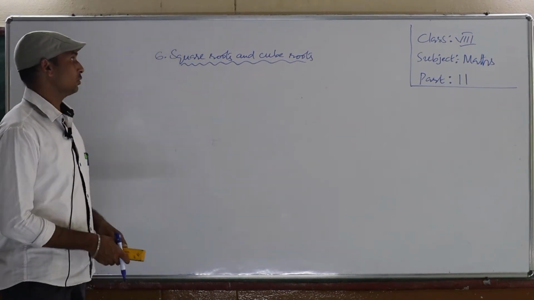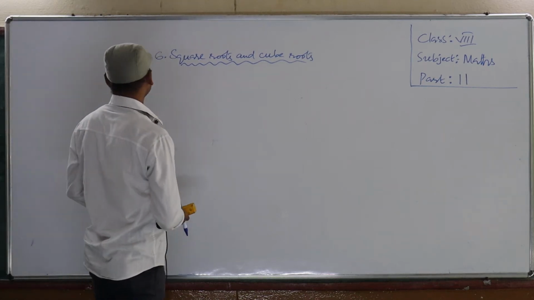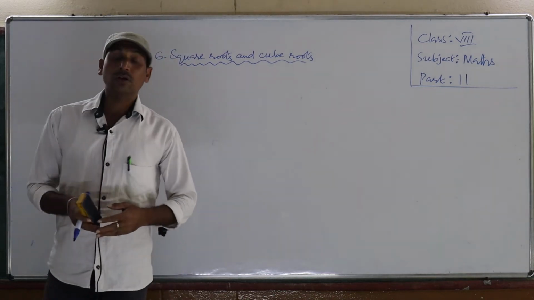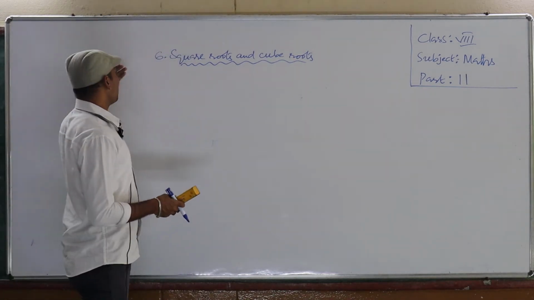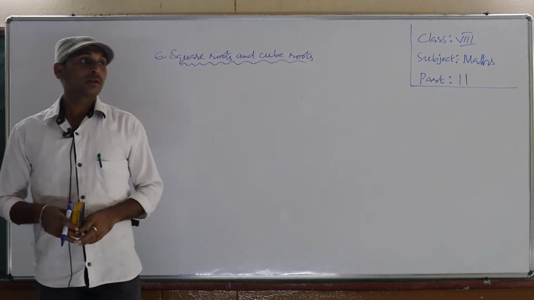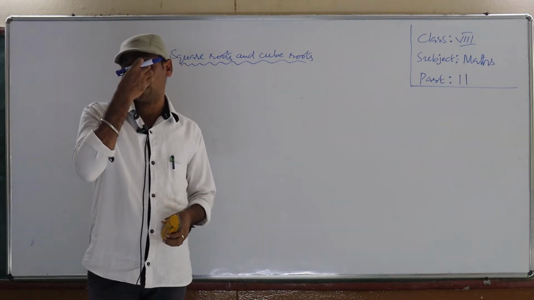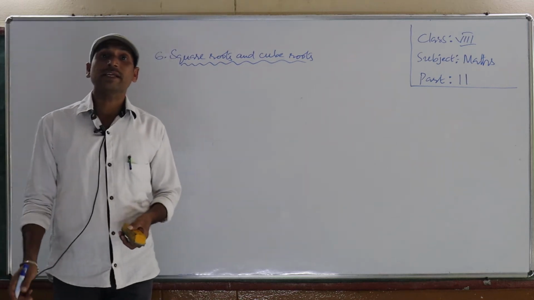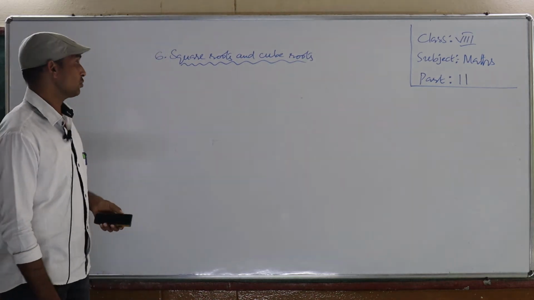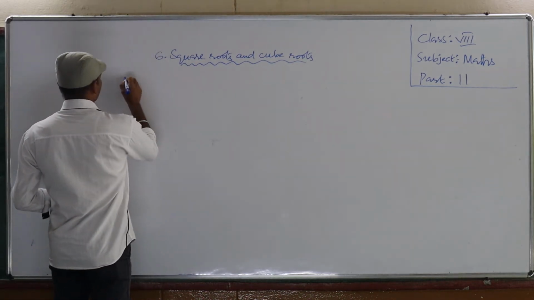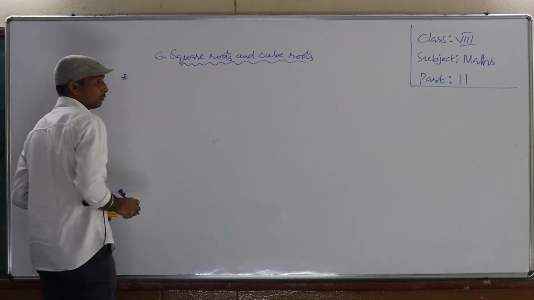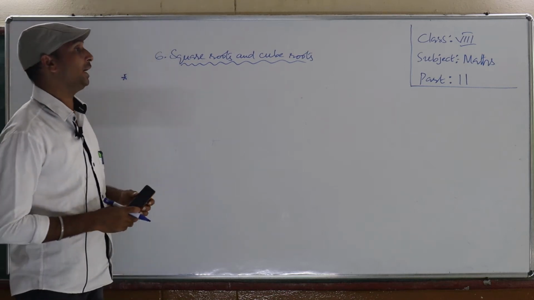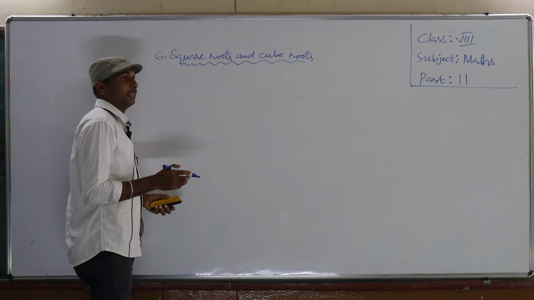Good morning, children. So today we are going to discuss our next topic. In the previous class we discussed finding the square root of given numbers by subtraction of successive odd numbers. That we completed. Now we are going to find the square root of given numbers by the prime factorization method.